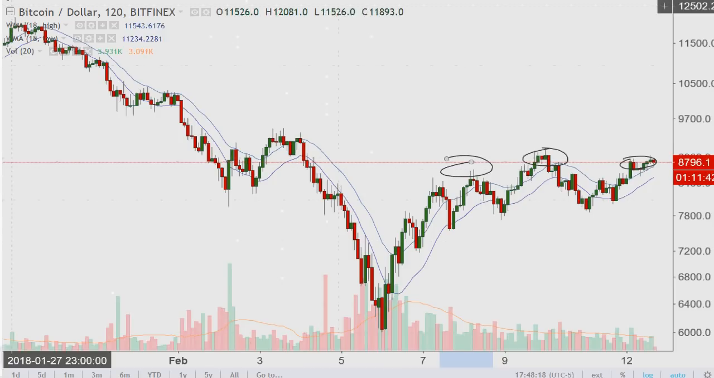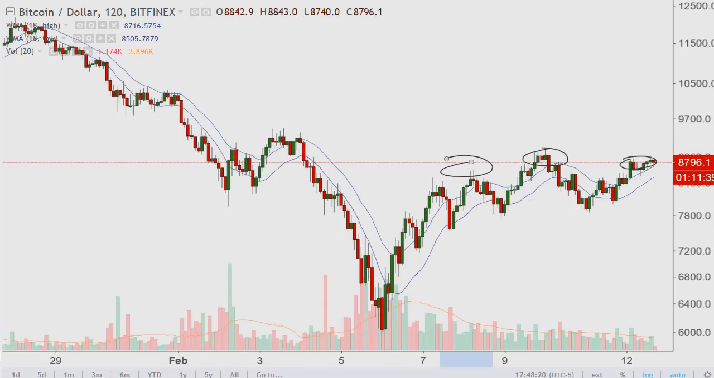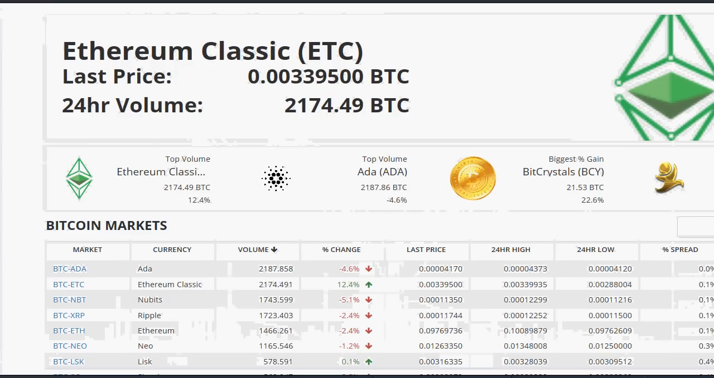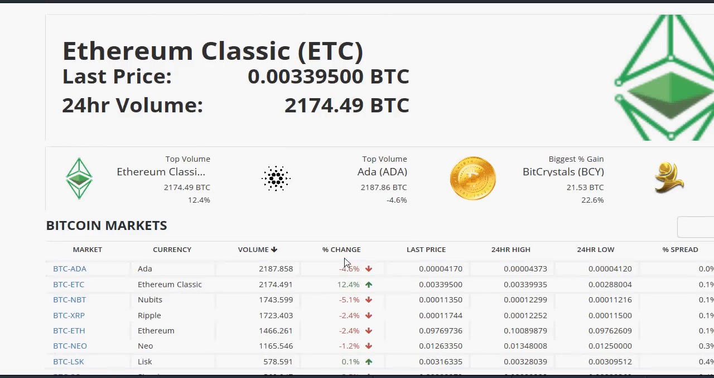It is magnificent. Let's take a look at a few alternate coins. Maybe we can find some Fibonacci analysis. I haven't looked at these charts, at least in a while. The top gainers on Bittrex represent, well, first they'll show me the losers.